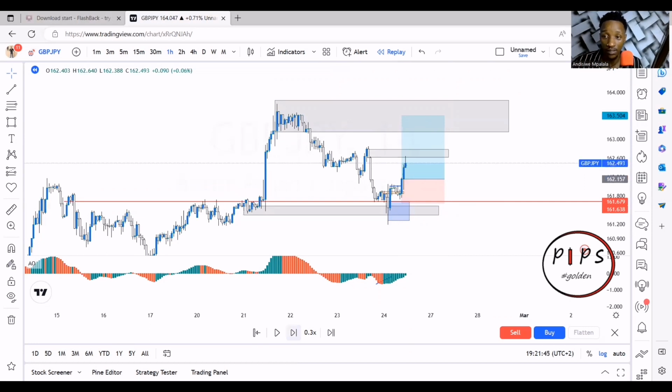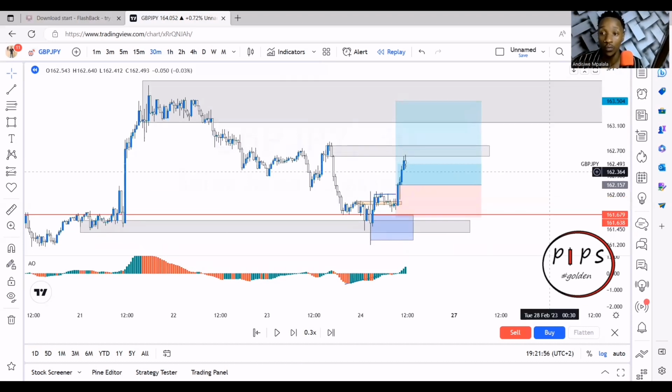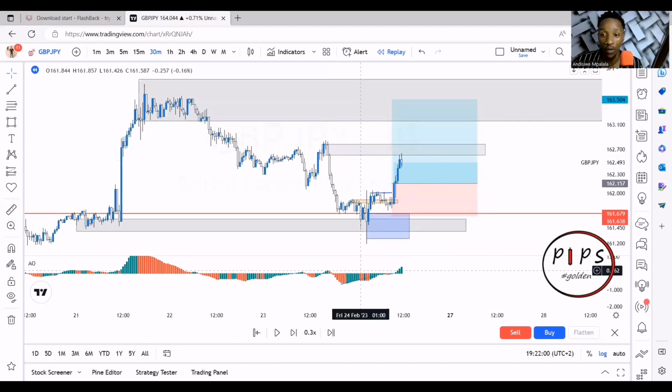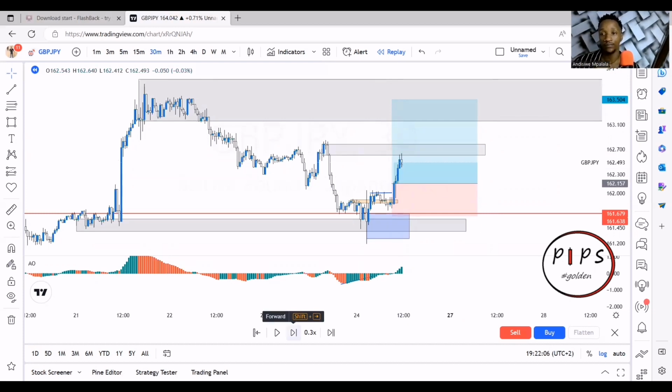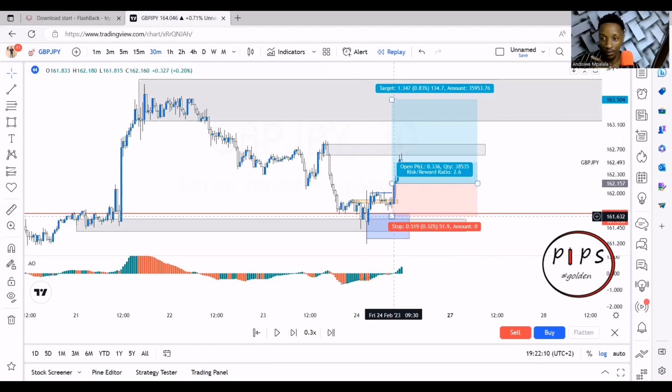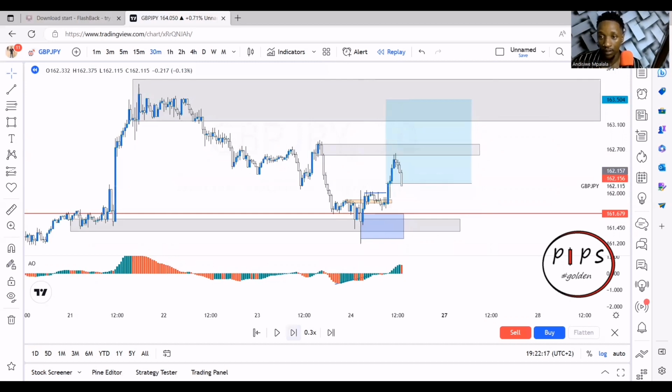You see, price gave us a reaction to the supply. Is price going to reverse though? That's the question, right? Is price going to get there and reverse? We do not know. What we're doing is managing our trades accordingly. Right now, at this point, our trades are at break even. Price takes us out on break even.